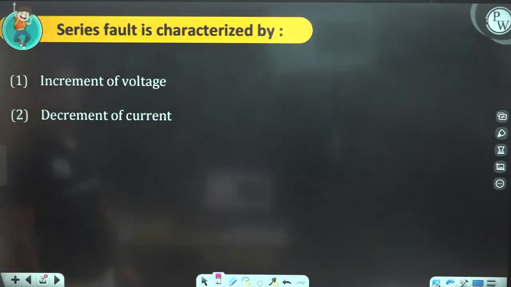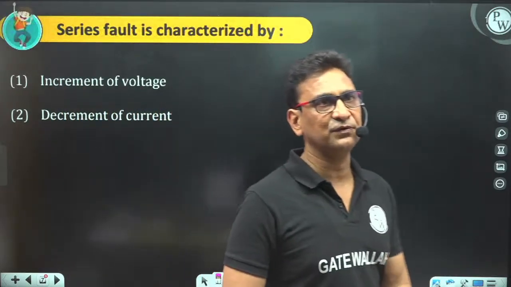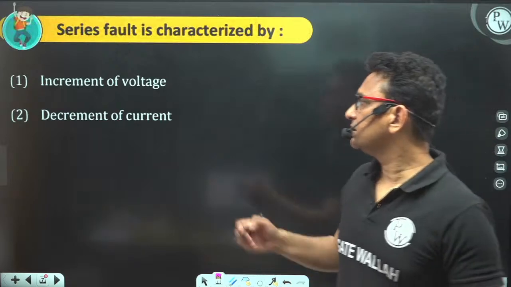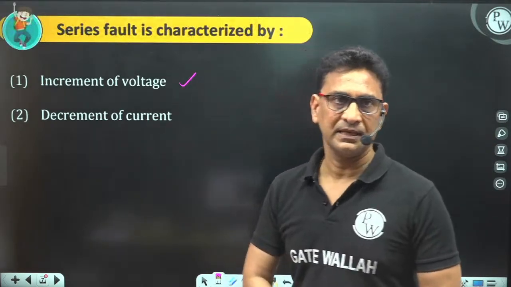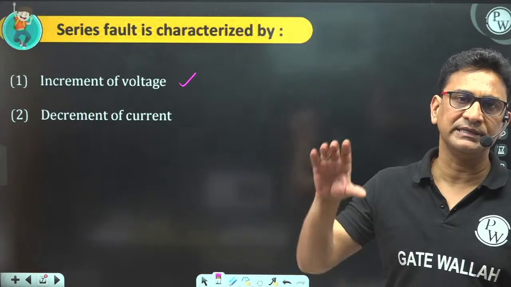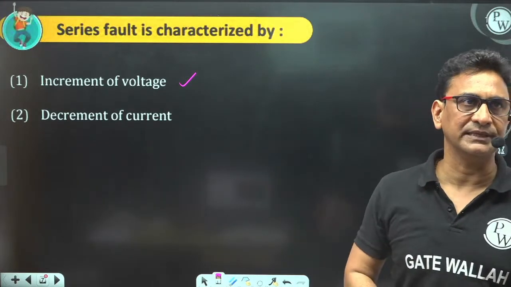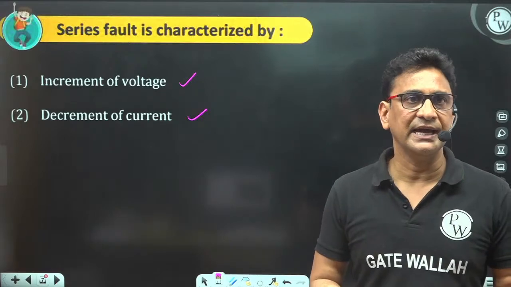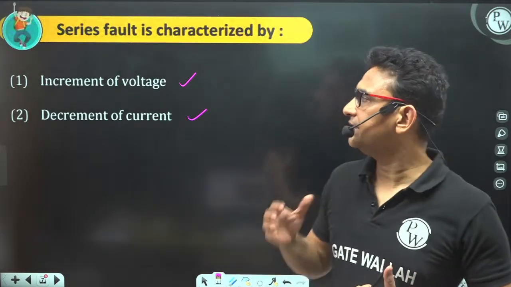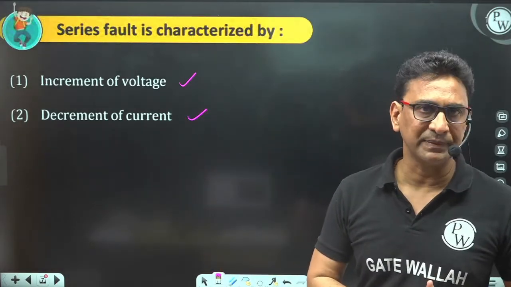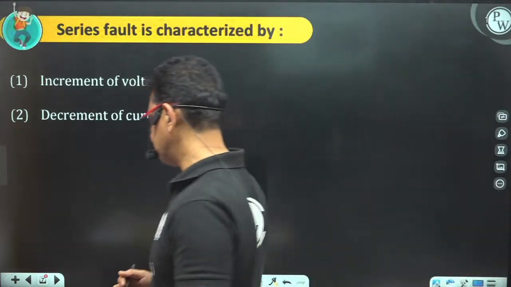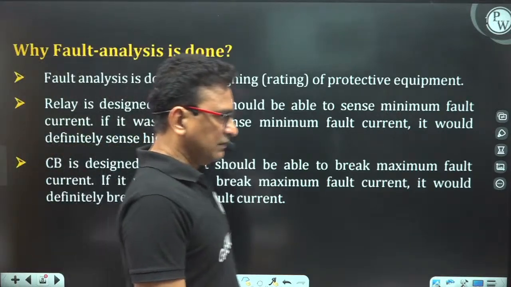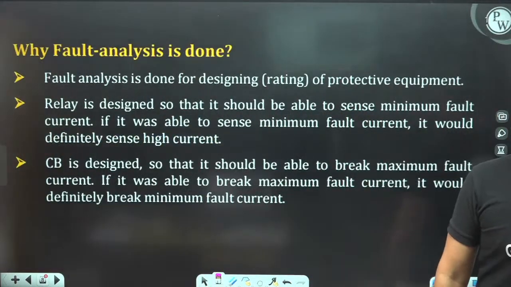Now in case of a series fault, it is just opposite to the shunt fault. Whenever a series fault takes place in the power system, the voltage will be increased because at the open circuit the voltage becomes equal to the source voltage and the current becomes 0. That means the current will reduce and the voltage will increase when a series fault takes place in the power system. We will limit our discussion only to the shunt fault.